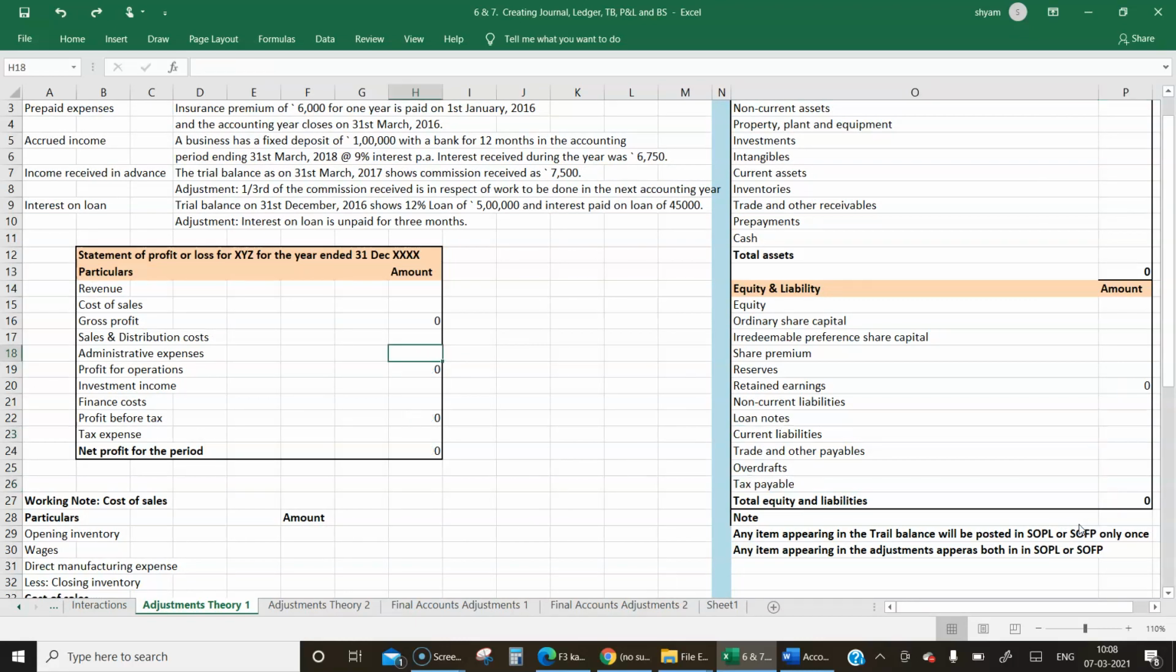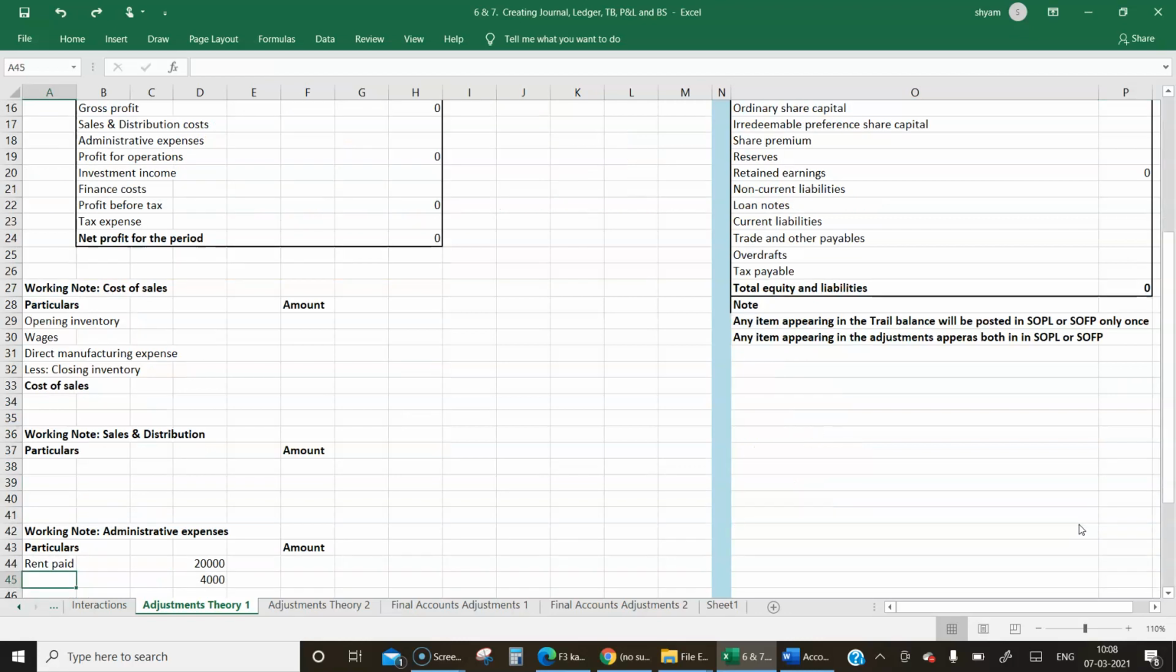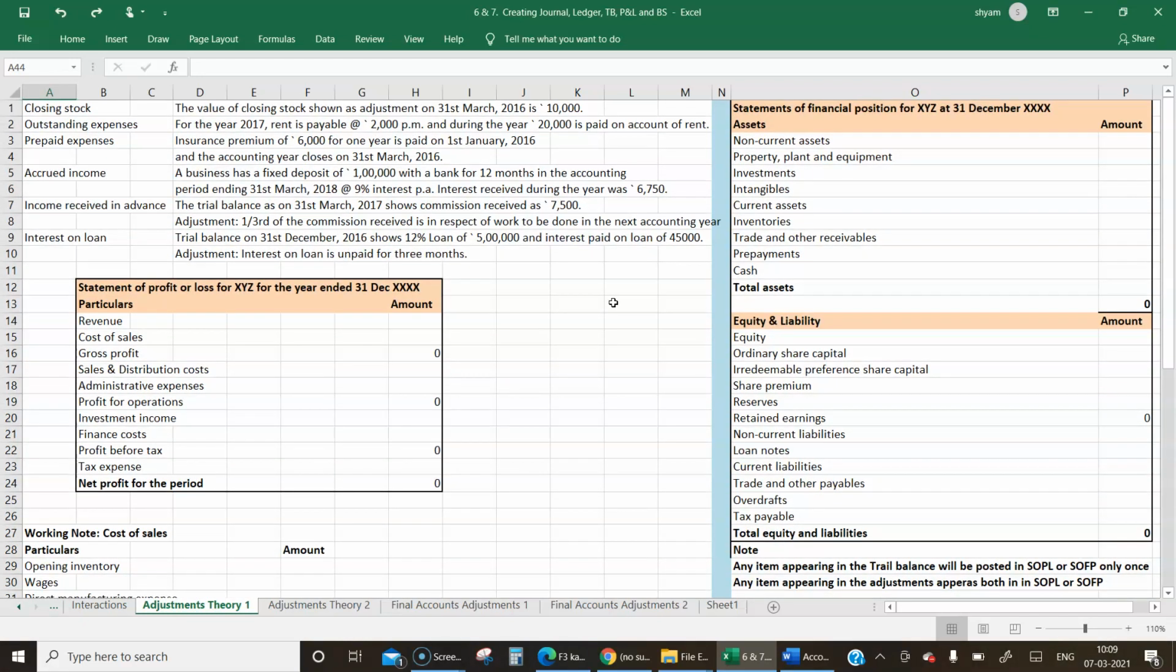Now we will see other numbers. Hope you understood outstanding expense. We'll go to prepaid expense. Prepaid expenses are for the next year's expense that you are paying now itself. It's not required for you to pay it now, but you have voluntarily paid. So this is not this year's expense, it's next year's expense. So how should we account it?